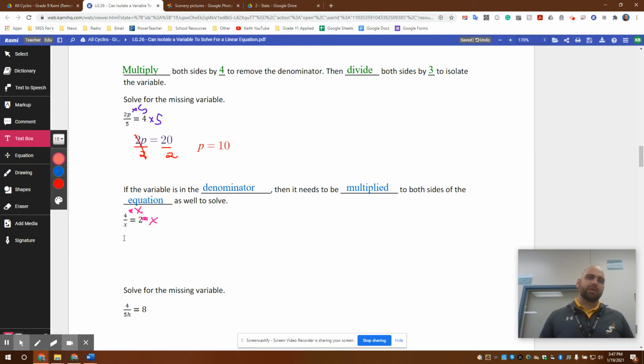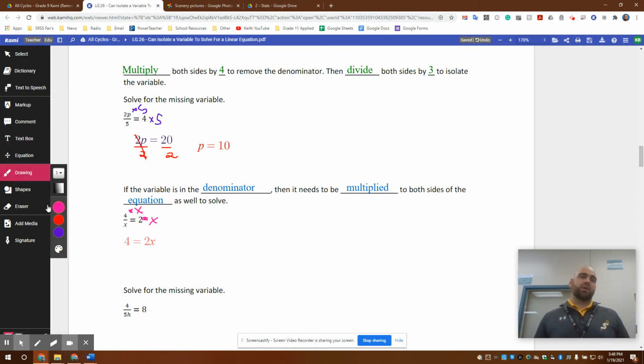Well, multiplying by x means that it's going to cancel out on the left-hand side. So on the left-hand side, we're going to have 4 all by itself. And the right-hand side is 2 times x, which is 2x. Okay, so we've actually now almost made it look worse, but in fact, it's now possible that we can solve for it. So at this point, we can get x by itself by dividing by 2.